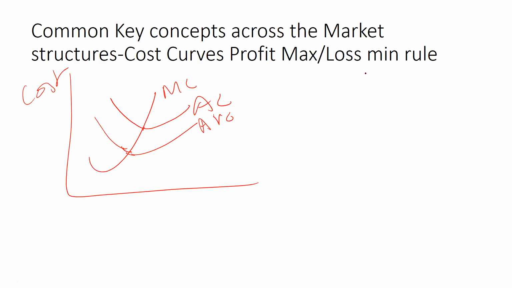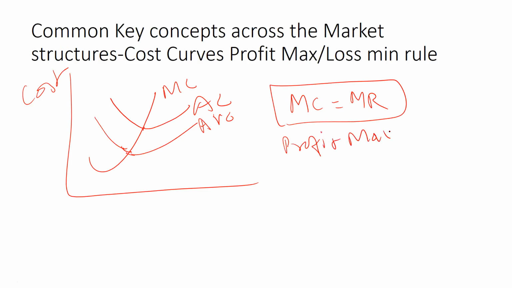The next similarity, as I said, is that the cost is the same. Also the profit maximizing rule. What's the profit maximizing rule? Remember, MC equals MR. To decide on the output, the profit maximizing or loss minimizing output is where marginal cost is equal to marginal revenue. This rule is again the same across all the market structures. It doesn't change. The only thing that may change is the marginal revenue line, depending on the type of market structure.